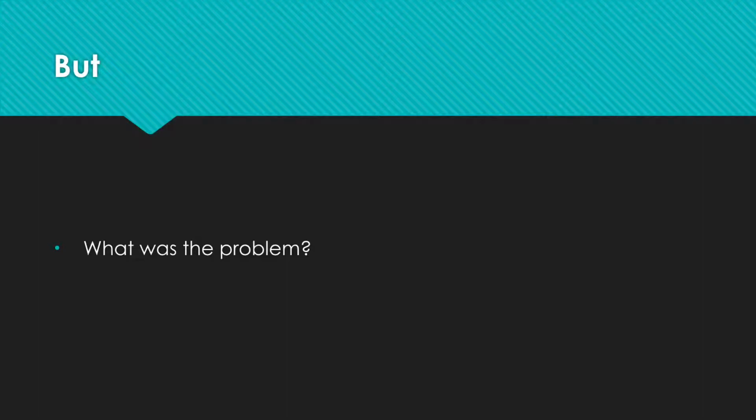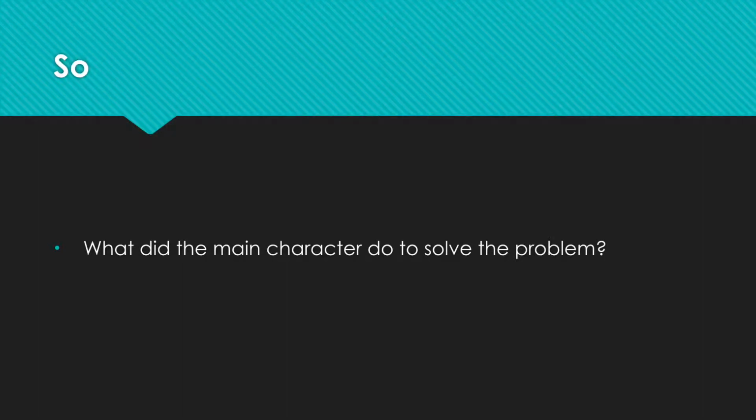The but of the 5-finger strategy is simply, what was the problem, or what prevented the character from getting what they wanted. So if we go back to our last example of the main character wanting to get ice cream, the problem in that could be maybe the ice cream shop was closed, so they weren't able to get their ice cream. The so of the 5-finger strategy is, what did the main character do to solve the problem?